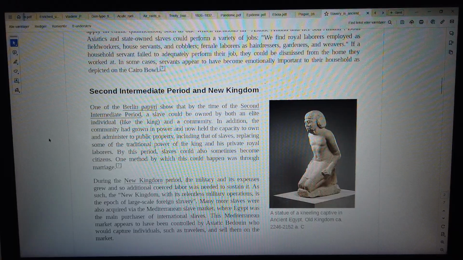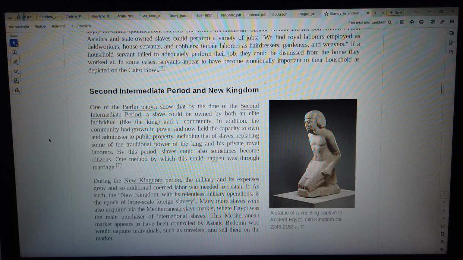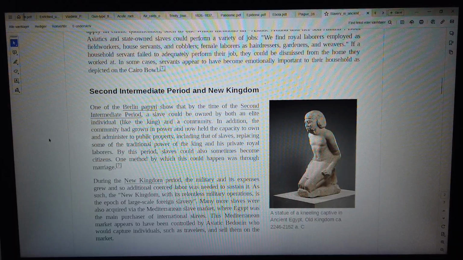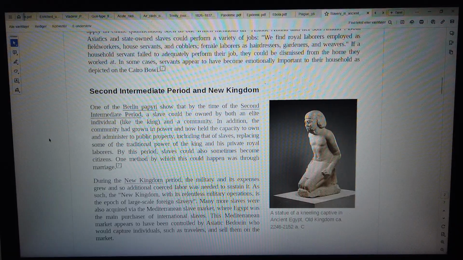During the New Kingdom period, the military and its expenses grew, and so additional coerced labor was needed to sustain it.